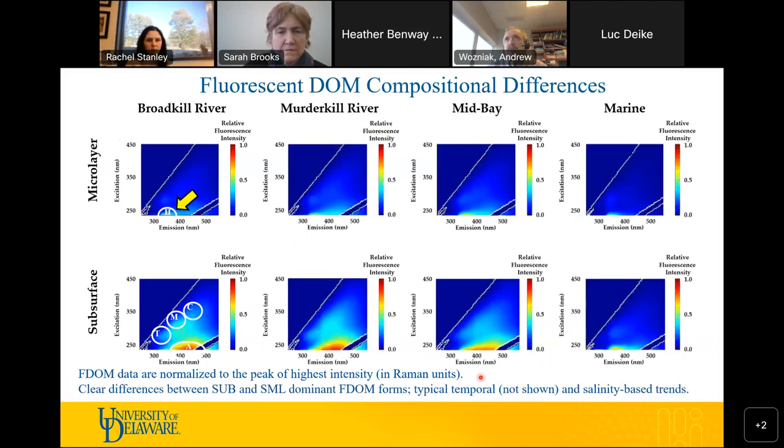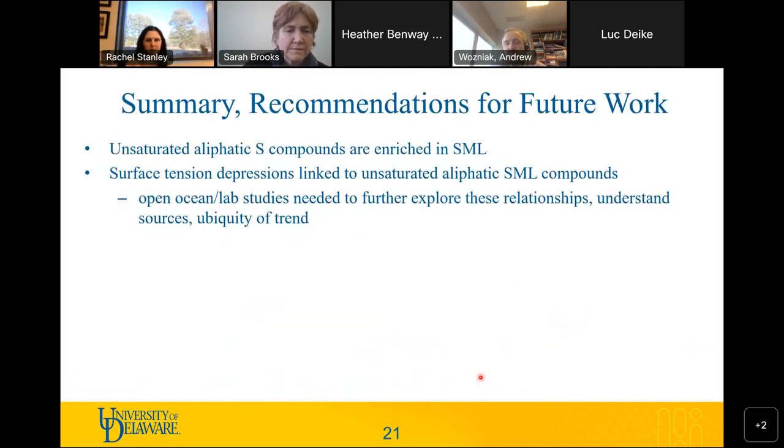I'm going to skip through the FDOM measurements. If anybody has questions about those data, I'd be happy to answer them, or you can look for the paper, which should be resubmitted to a journal near you soon. So the unsaturated aliphatic sulfur compounds are enriched in the microlayer. We see potential linkages with sulfolipids. Those surface tension depressions are associated with those compounds. And I think we need to pursue this further.